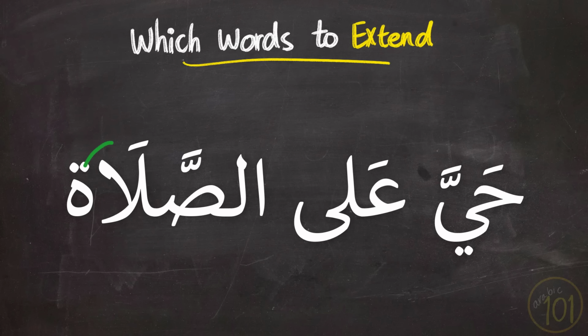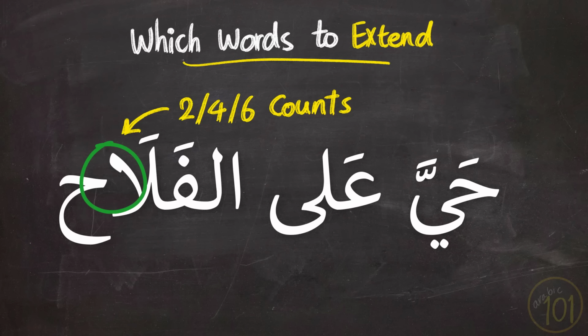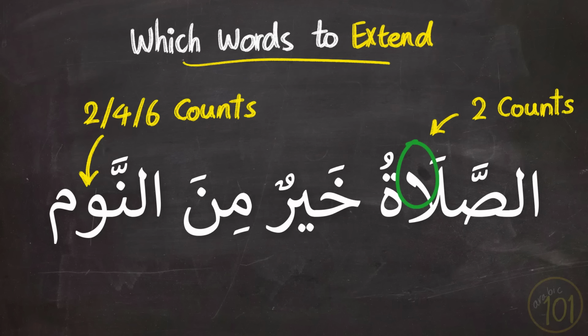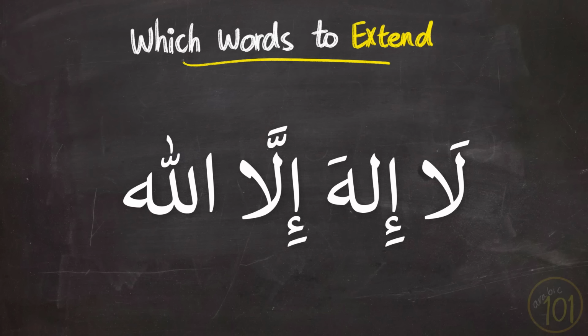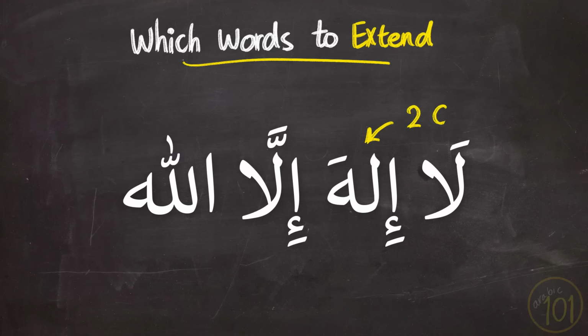Same thing with the word salah in this position, 2, 4, or 6, just like the word al-falah. But in the extra line of fajr, we may only extend the word salah for 2 harakat only. Finally, la can be elongated for 2, 4, or 5 counts. And as we pointed out before, ilaha can only be extended for 2, and the honored word would be in this position 2, 4, or 6 counts.